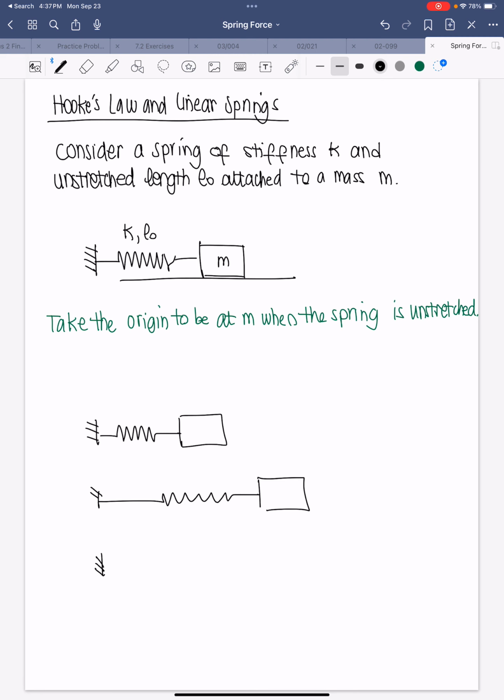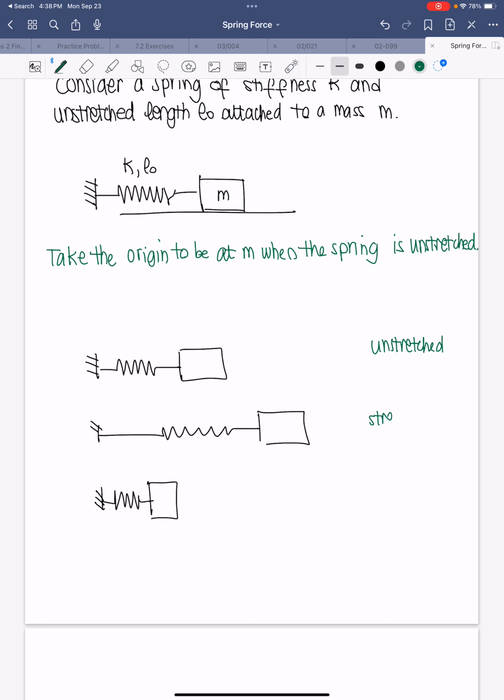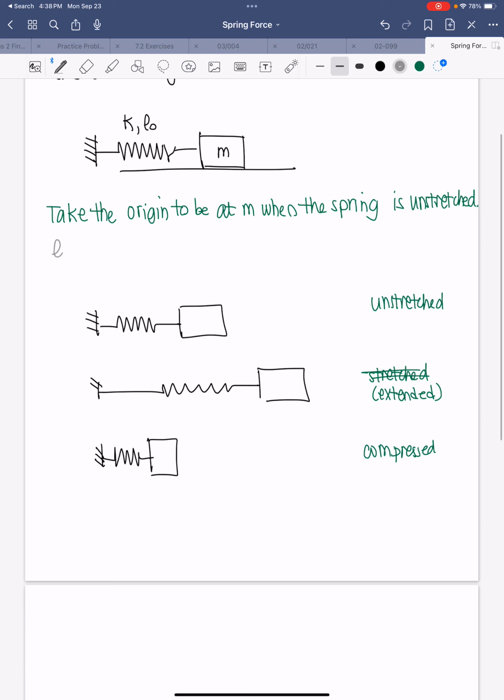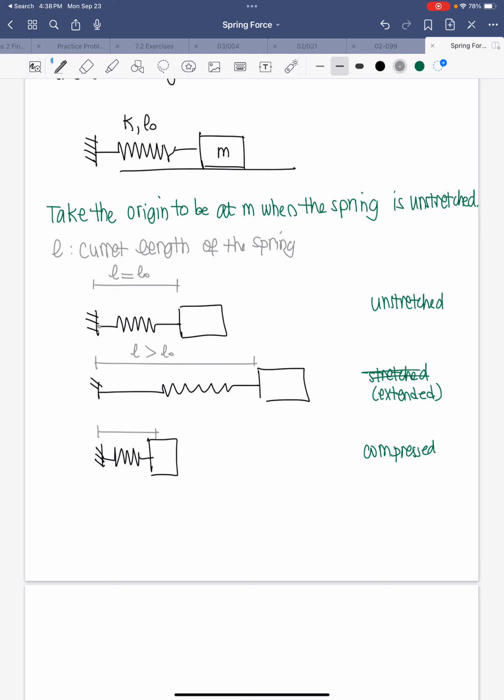Considering three cases. The spring is unstretched, stretched, and compressed. So stretched meaning extended. Here, let us define L to be the current length of the spring. Then here, L is equal to L0. Here, L is greater than L0, and here L is less than L0.